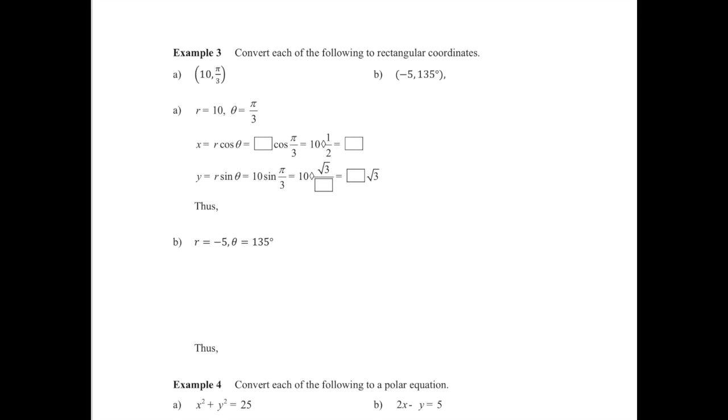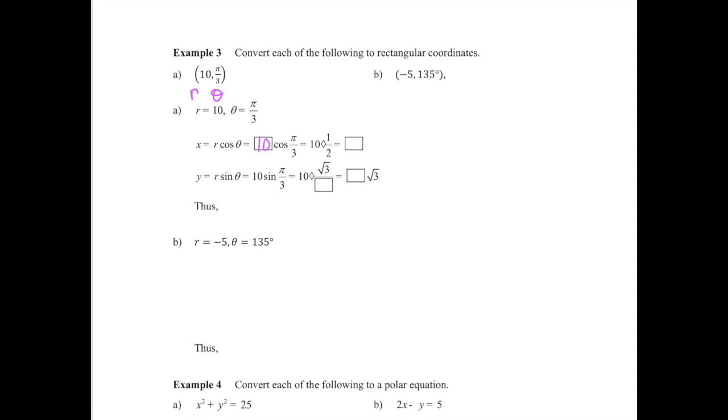Now let's convert each of the following to rectangular coordinates. So we need to find x and y, which is why we solved for x and y on the previous page with our relationships. First we're given 10, pi over 3. So we know our radius and we know what theta is here. We know x is equal to radius times cosine of theta, replacing r with 10, which is our radius, and theta with pi over 3.